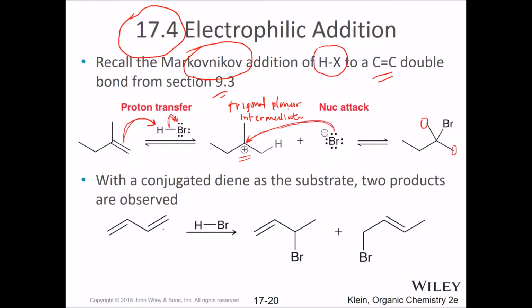And let's look at why. So first of all, let's name these. This is 1-butene. This is 2-butene. This is 3-bromo, excuse me, right? You see it? And this is 1-bromo. All right, so let's see why we get these two.